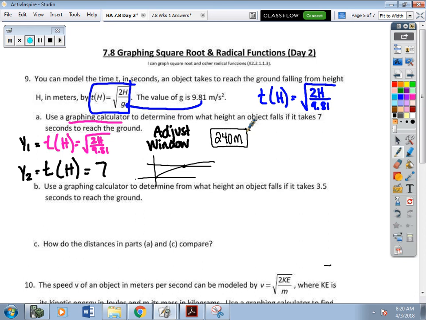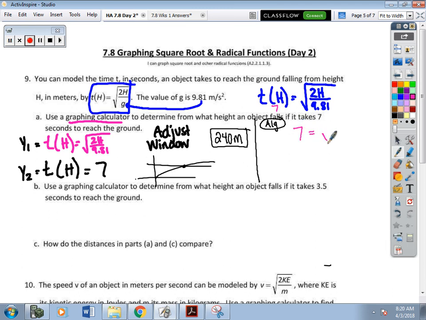So if it is falling from a height of 240 meters, it will take 7 seconds to hit the ground. Now, off to the side, I'm also going to show you how you can do this algebraically. Some of you will not like adjusting the window and you find the graphing calculator to be troublesome. So the other way that you can do this is you can actually plug in 7 for t.